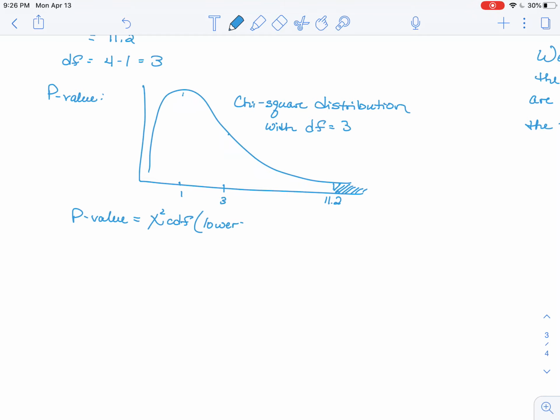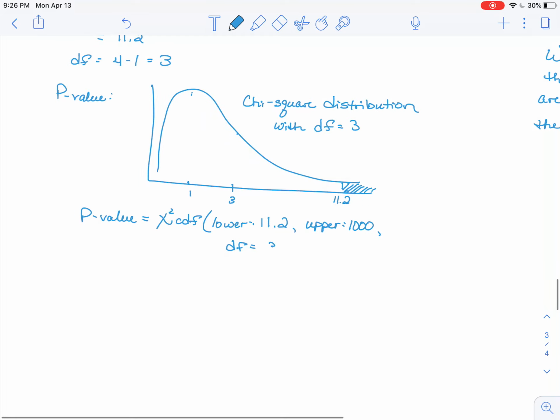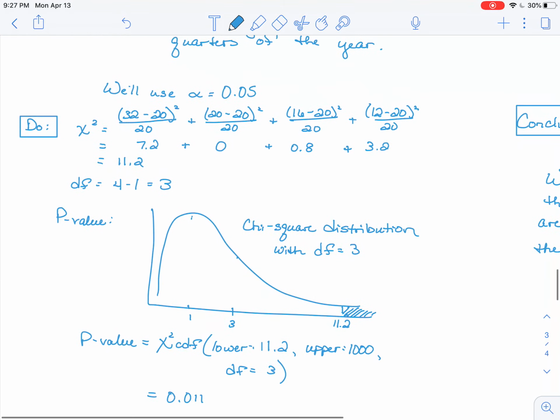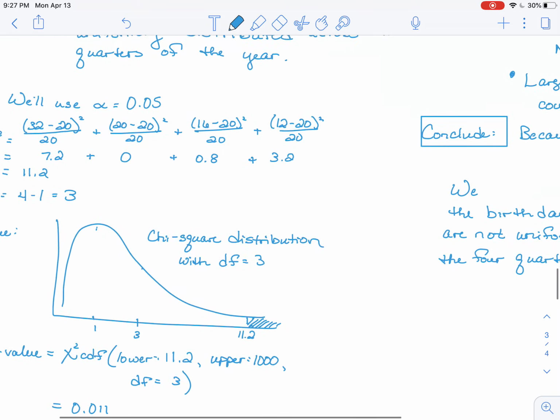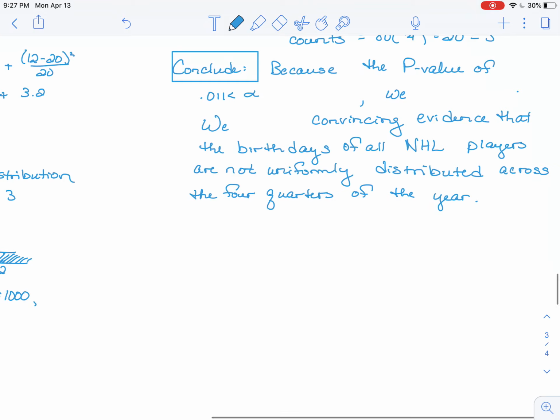So we will find it using our calculator because we can. So I'm going to use chi-squared Cdf. Like I said, it's always a right tail test. Your lower value will always be your test statistic. And your upper value will be something very, very large. So when I put that in my calculator, I get about 0.011. Pretty small, but it's always quantified by comparing it to alpha, so it's less than alpha.